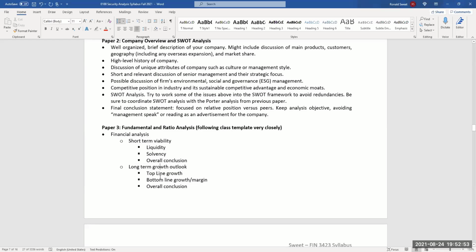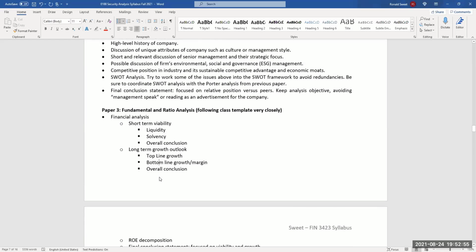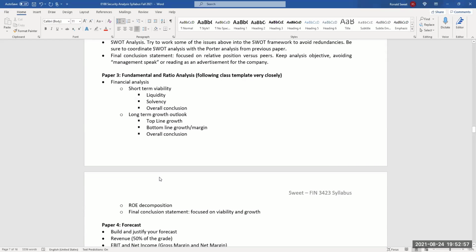Liquidity, solvency, yeah, it does. I remember it was the paper we had to write in class, though. It wasn't go home and write it. Yeah, how stressful can that be?